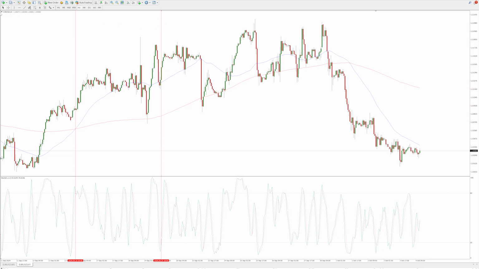Okay, so let's look. That's one entry there. Stochastic crossover here. This is an even better entry because there's a bigger pullback. Oversold zone. Main line crosses the signal line. Price above the moving average. We have the golden cross still in play. And this is another good trade that went over 100 pips.